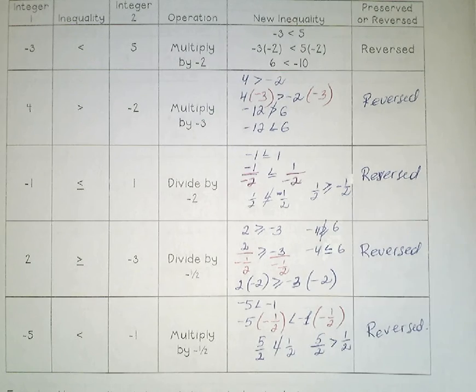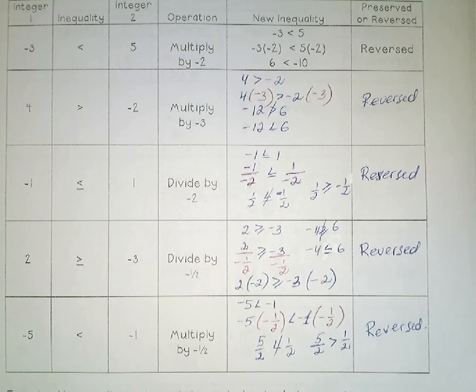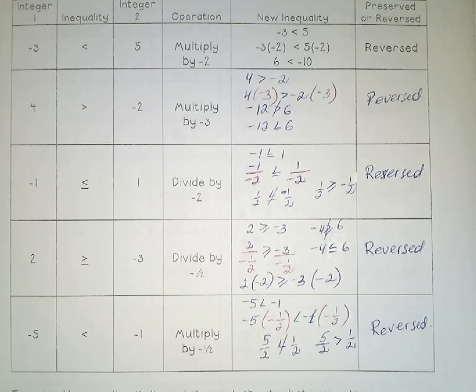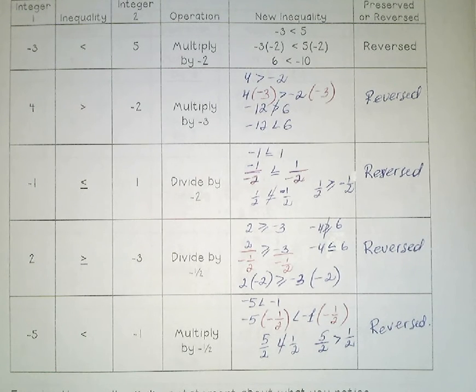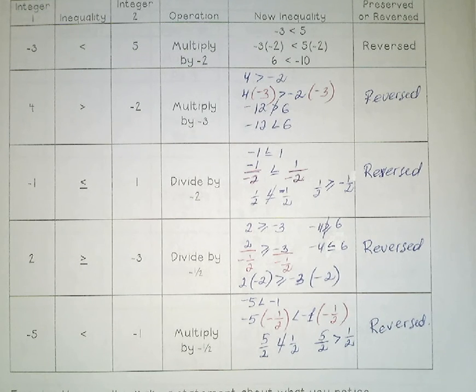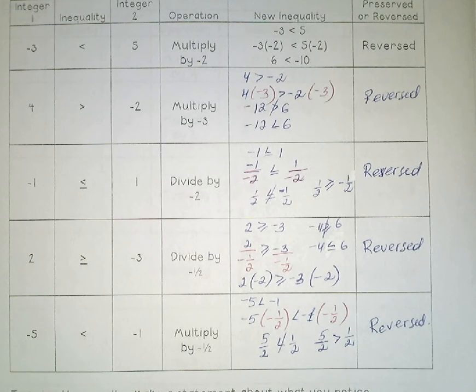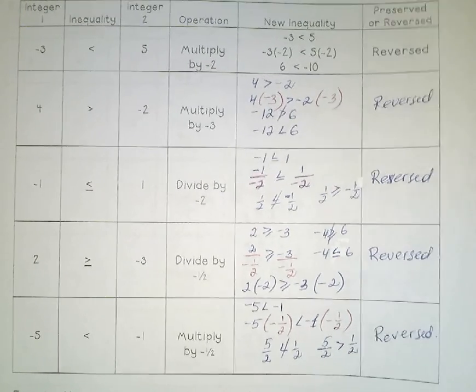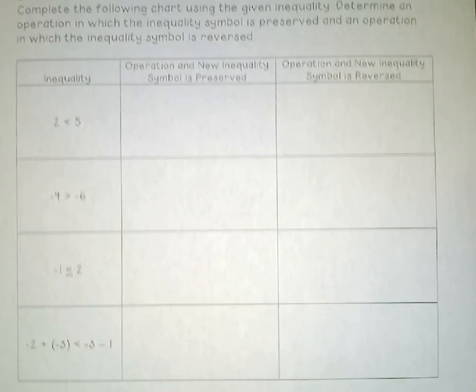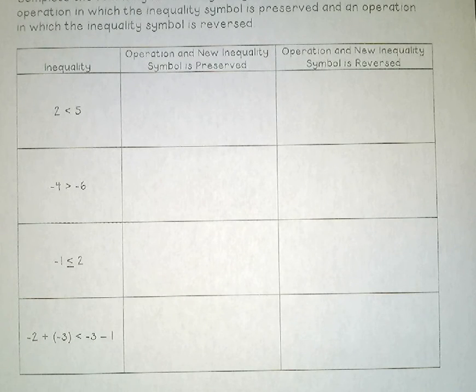So when do we reverse the sign and when do we preserve the sign? When we add or subtract a positive or negative number, or when we multiply or divide only by a positive number, the sign is preserved. It reverses when we multiply or divide by a negative number only. Okay, so let's take a look back here and see what we can do to preserve or reverse the sign.